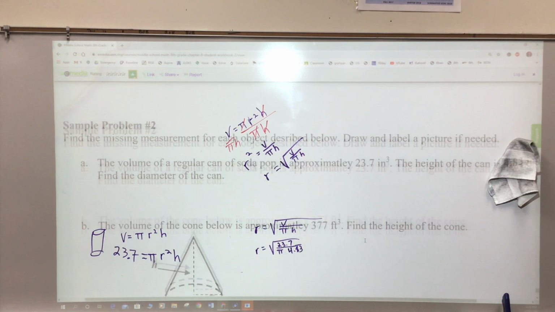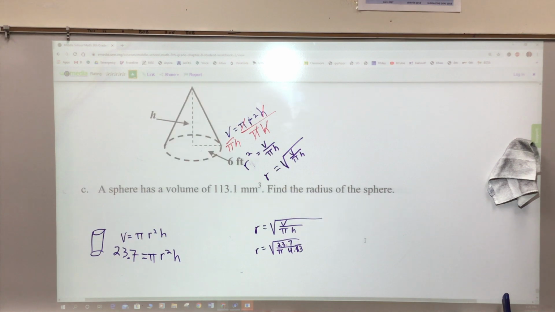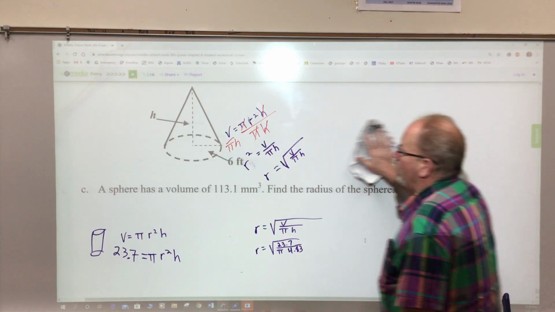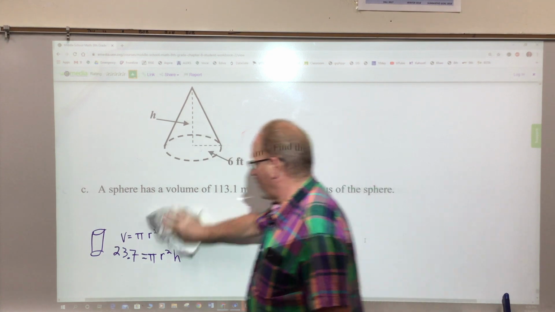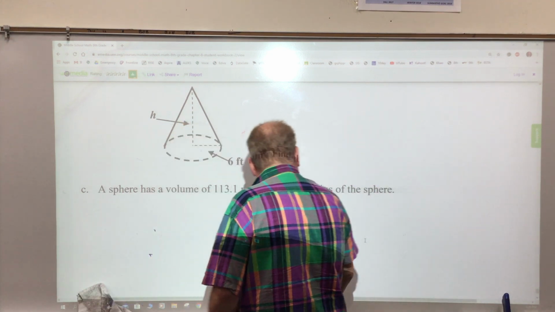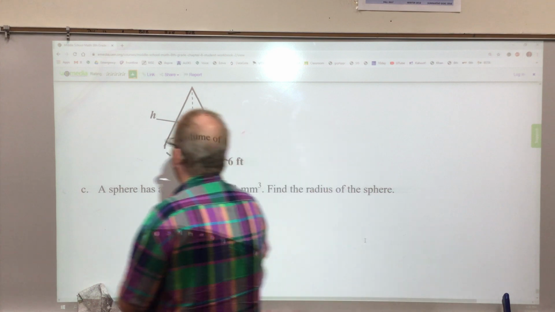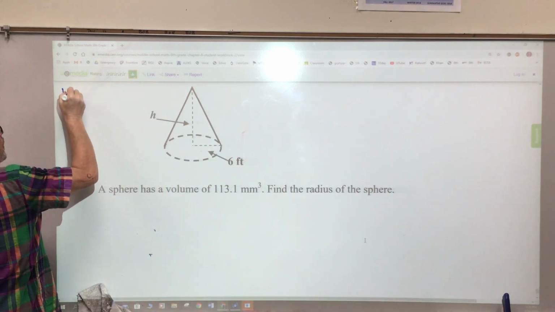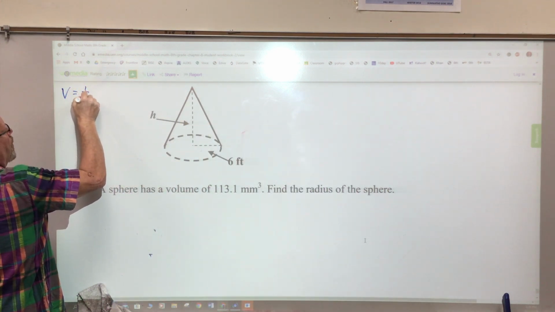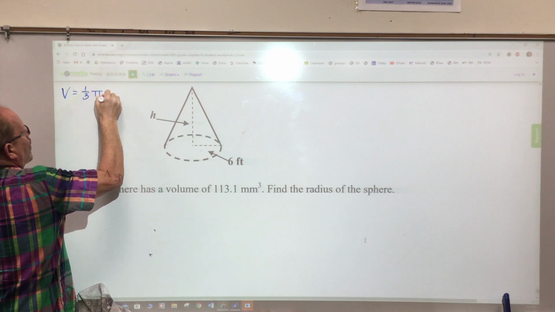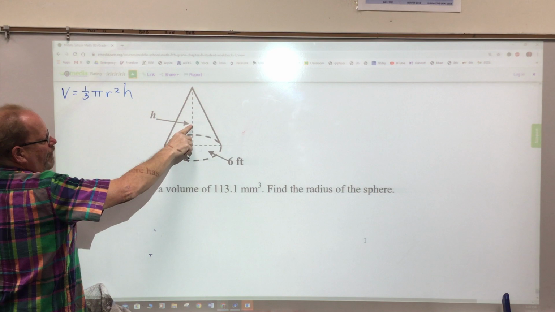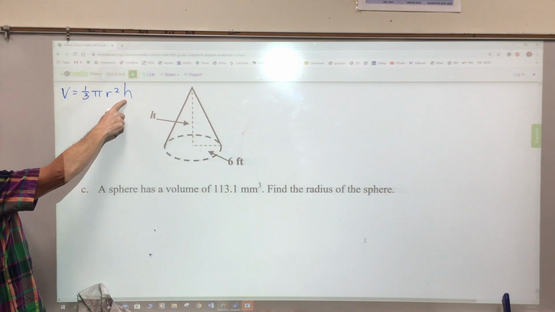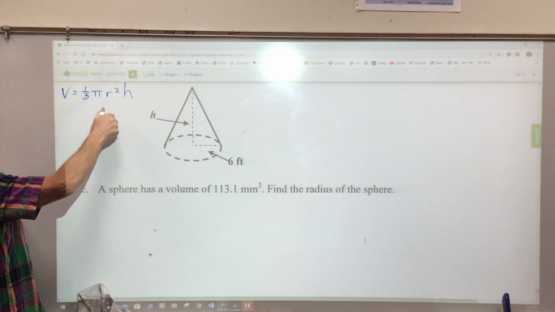Here's one where they give you the volume of a cone. And they want you to find the missing height. You're going to do it the same way. You're going to take the formula for volume. The volume of a cone equals 1/3 pi r squared h. And if you're trying to find the height, you have to solve this equation for h. Get h to be alone.